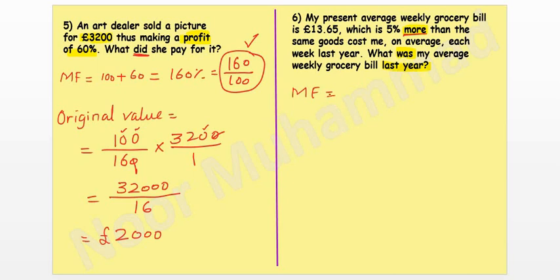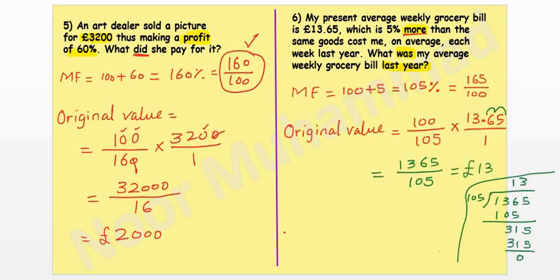Okay, better pause the video here and solve it on your own now. So here is the answer, students, because we were multiplying here 13.65 by 100. So I moved the decimal 2 places to the right side and it gave me 1365. Let's solve some more questions.